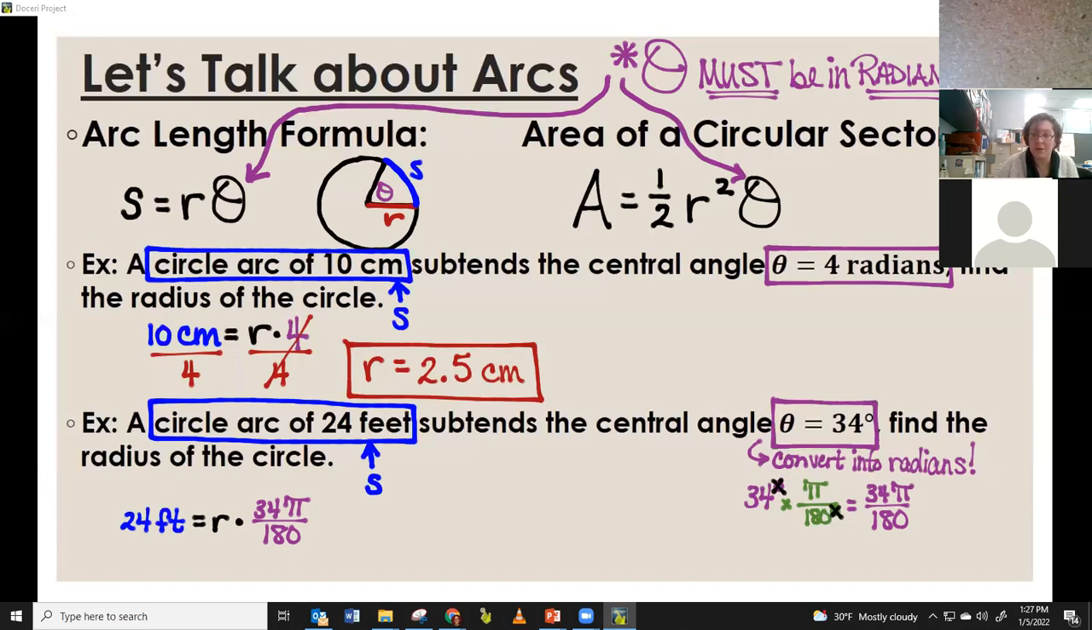Multiply by 180 on both sides, okay? So times 180, times 180. That'll make that cancel. What's 24 times 180? 4320, okay. So I have 4320 feet equals 34 pi r.